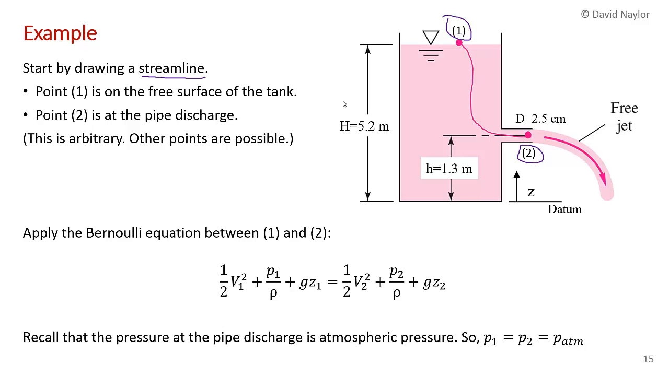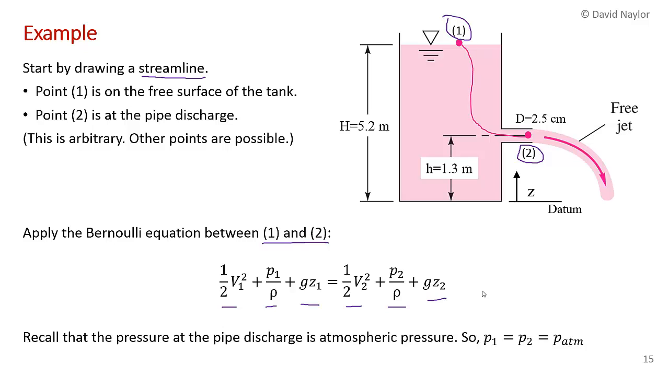So now we're going to apply Bernoulli's equation between points 1 and 2. So we've got the kinetic energy at 1, the pressure energy at 1, the potential energy at 1, all per unit mass, of course, equals the kinetic energy at 2, the pressure energy at 2, and the potential energy at 2, all per unit mass.